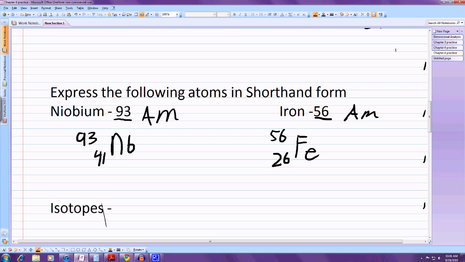Alright, so that's just our first part, how to write things in shorthand. This way it lets us write down a lot more information without taking up a lot of space on our paper. And how to find protons, neutrons, electrons.